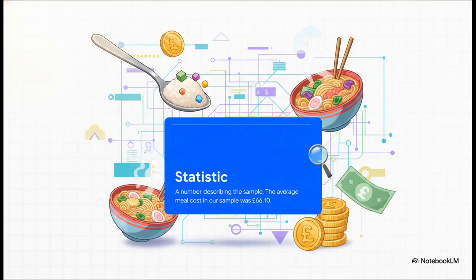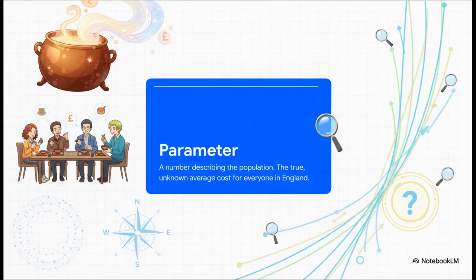So what does our spoonful taste like? Well, that's our statistic. It's a number that describes the sample we just took. For our group of 1,101 people, we crunched the numbers and bam, the average cost for a meal was £66.10. This is a real, concrete number that we actually observed.